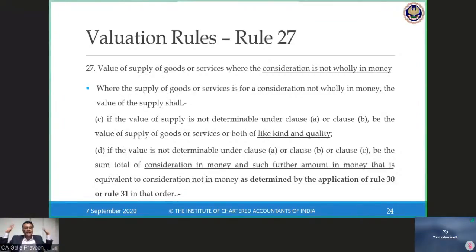If none of these are available, I straight away travel into Rule 30 and Rule 31. It says if open market value is there, go for it. If open market value is not there, cash plus exchange value or barter value. If these two are not available, like kind and quality. If these three are not possible, go for Rule 30. What is Rule 30? Cost of goods sold plus 10%. Rule 31, best judgment assessment. Rule 30 and Rule 31, for the time being, please understand, are a residual valuation mechanism. We will discuss in detail when we travel to Rule 30 and Rule 31.